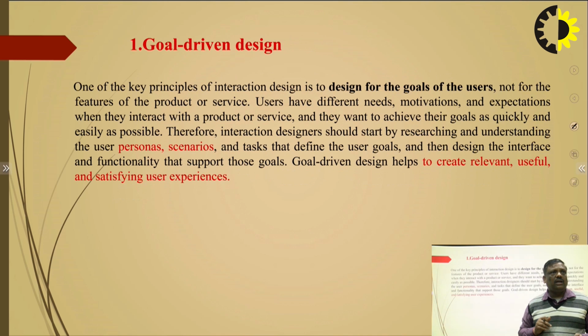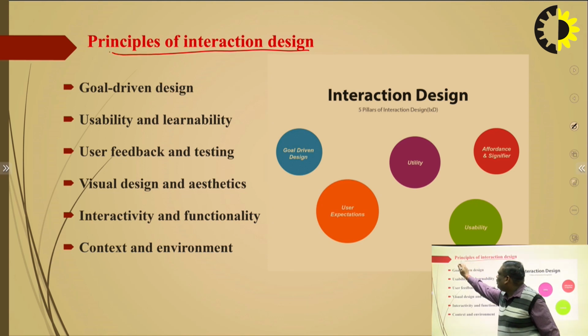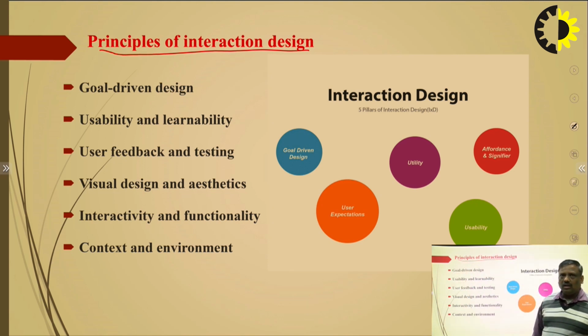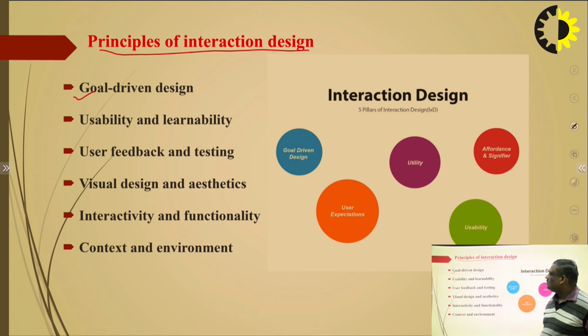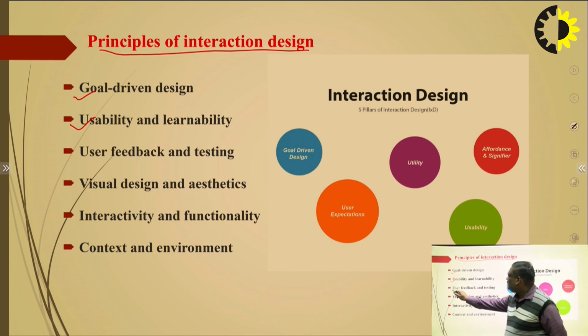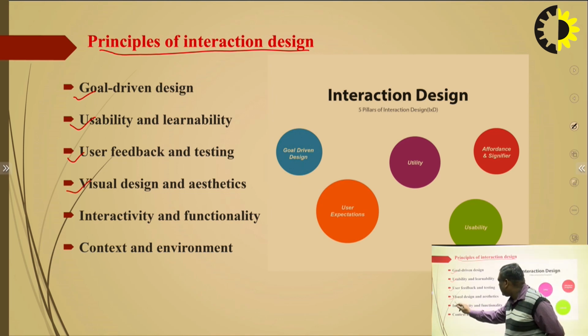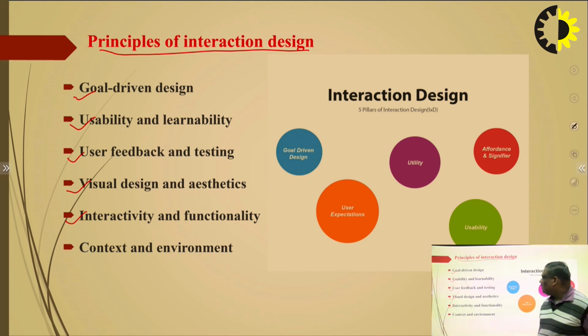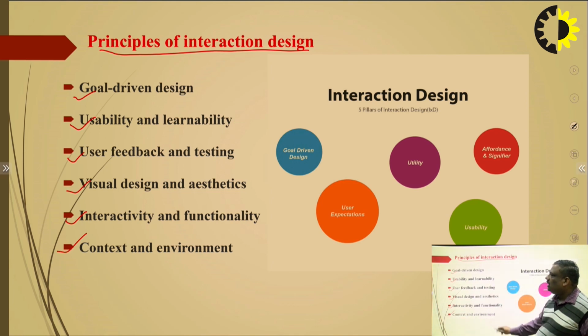Next is the principles of interaction design. Here are some design principles. The first one is goal driven design. The second one is usability and learnability. The third one is user feedback. The fourth one, visual design and aesthetics. The fifth one, interactivity and functionality. The last one, context and environment. So one by one we can elaborate on them.